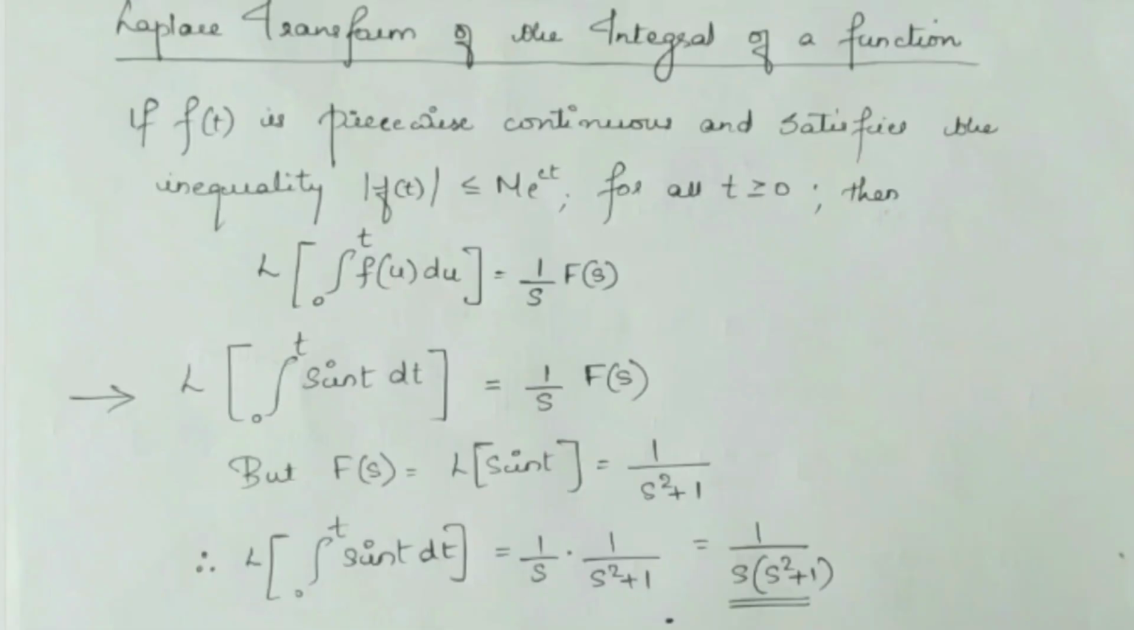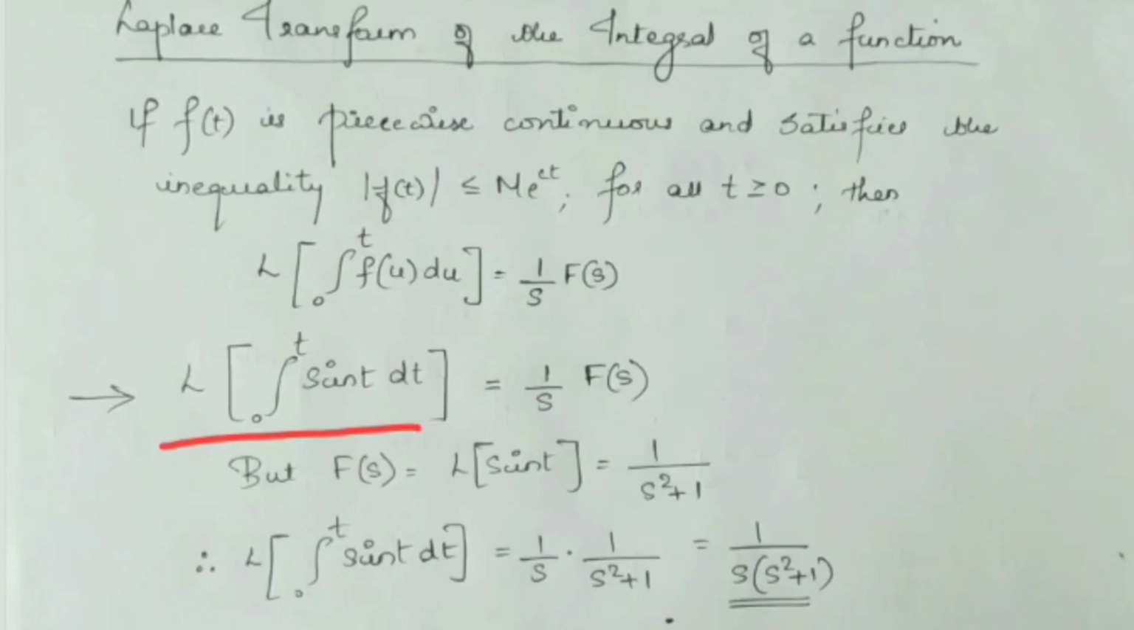Now, Laplace transforms of integrals. If a function f of t is piecewise continuous and satisfies the inequality mod f of t less than or equal to m e raised to ct for all values of t greater than or equal to 0, then we have Laplace of integral 0 to t f of u du is equal to 1 by s f of s. So, using this property, let's find the Laplace transform of integral 0 to t sin t dt.